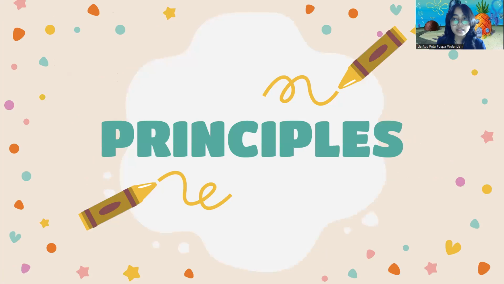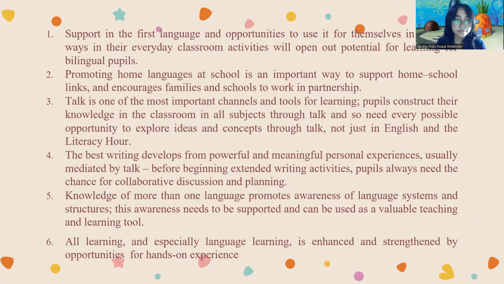All right. The third unit is the principle. The principle of the bilingual, there are a lot of the principle in early bilinguals. So the first is support the first languages and opportunities to use it themselves in different ways in their everyday classroom activities will open out the potential for learning for bilingual pupils. And then the second one is promoting home languages at school is an important way to support the home-school links and encourage families and schools to work in partnership.